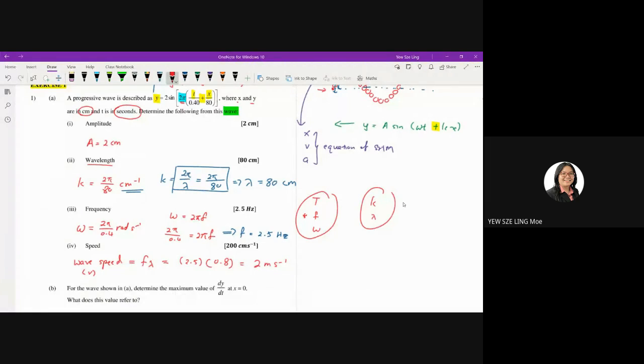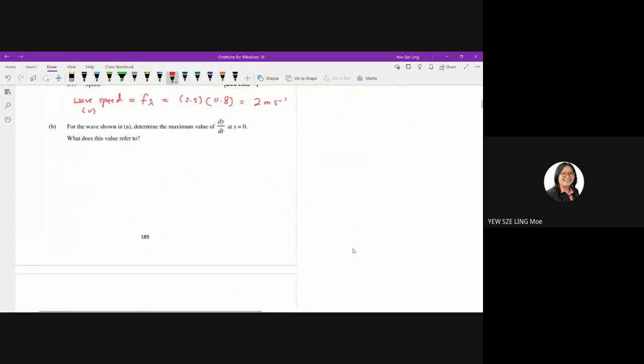All right, so 1A, that's it. Very simple, very straightforward questions. You can solve it by comparison. So now let's look at 1B.